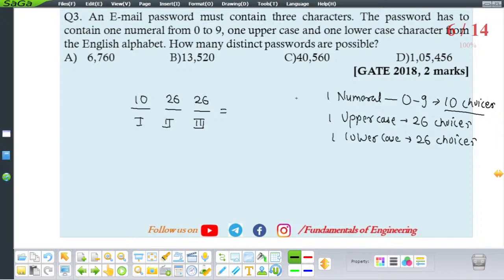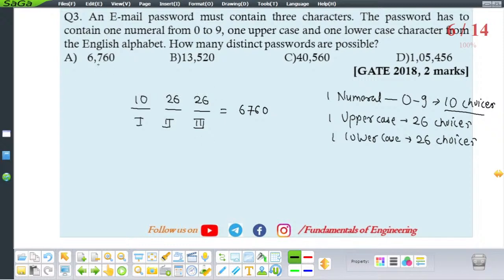For squares and square roots, cubes and cube roots, we have already prepared videos. You can see the different playlist for that. Based on that, how much do we get? 26 squared is nothing but 676, into 10. So 6760 is the answer.